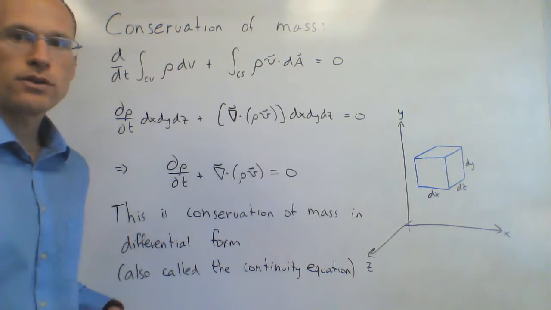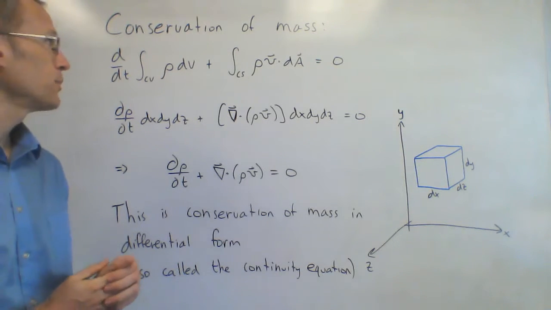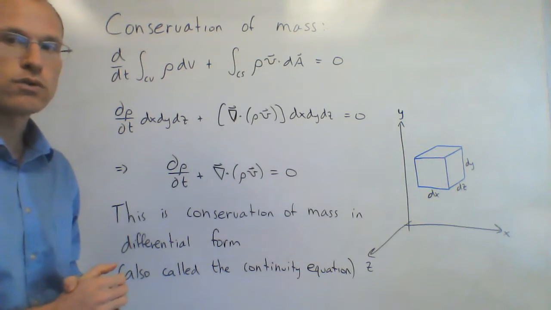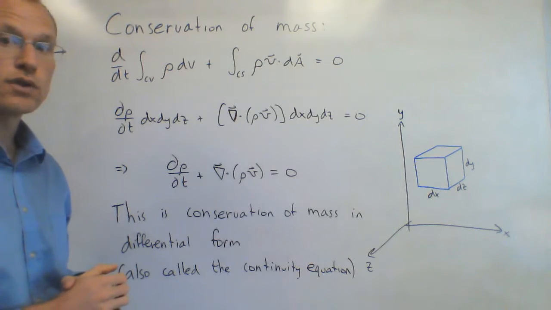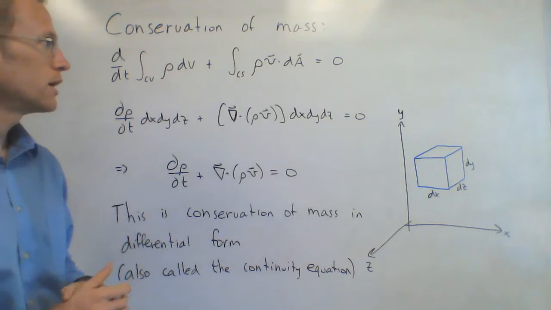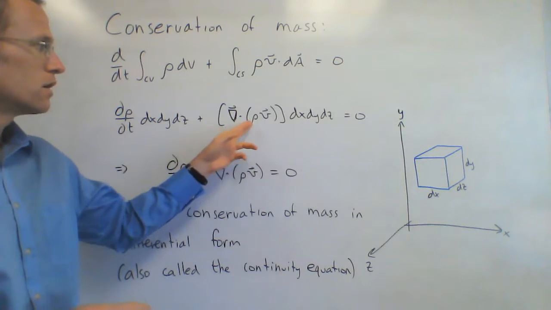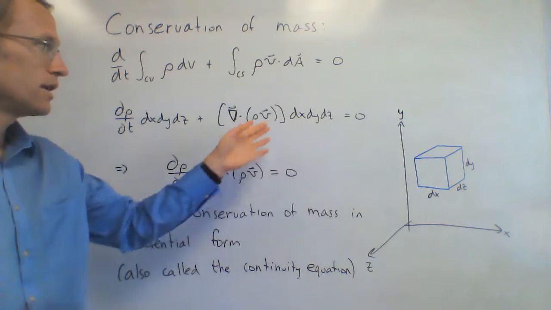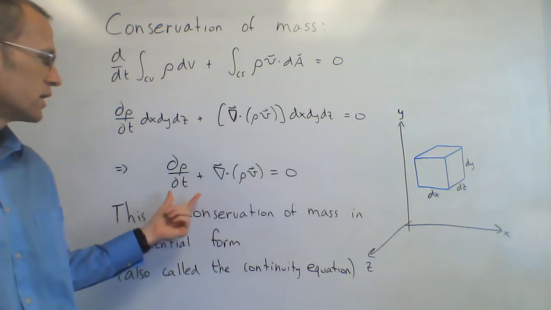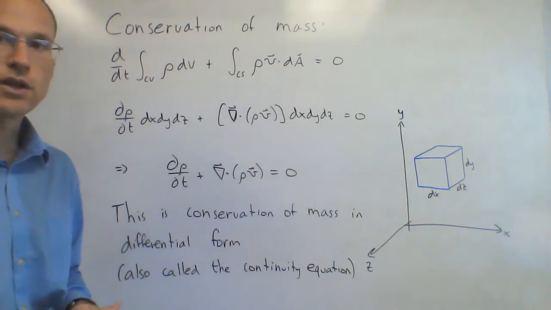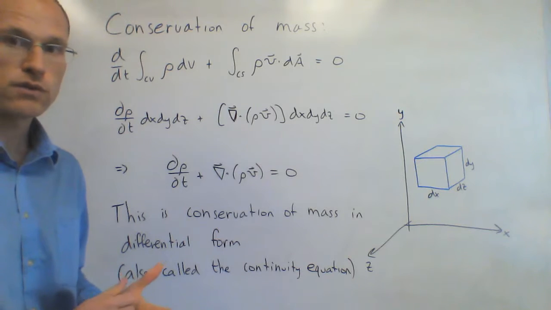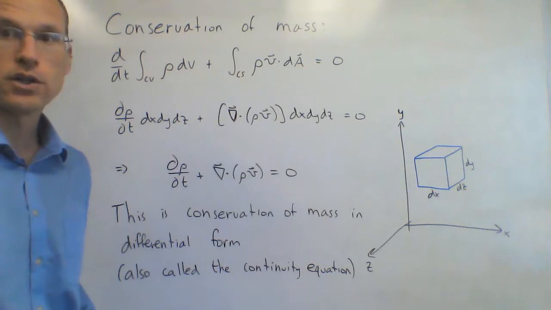So putting everything together into the conservation of mass integral form, I had this d/dt integral over the control volume plus this integral over the control surface. We found that the integral over the control volume was d rho dt dx dy dz, and that the second integral was the divergence of rho times velocity dx dy dz. Basically, divide by dx dy dz. I'm left with d rho dt plus the divergence of rho times velocity equals 0, and that is the conservation of mass equation in differential form, also called the continuity equation.